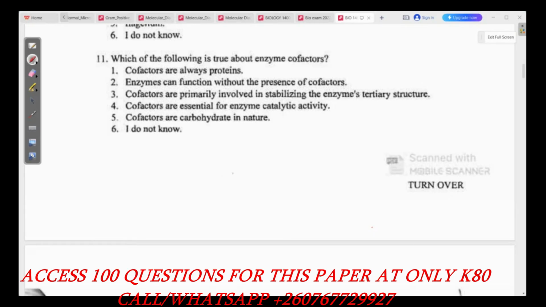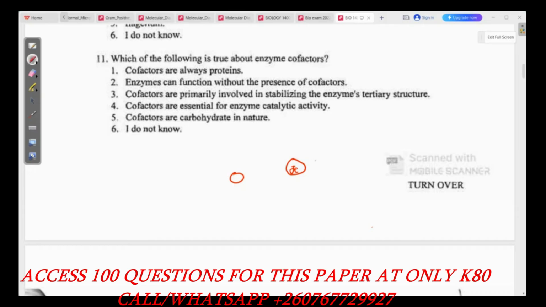So if you have an enzyme, a protein, then this protein is attached to, let's say, maybe a metal ion. A good example can be hemoglobin. We know that hemoglobin contains iron. So that ion is a cofactor. It is a non-protein portion of an enzyme which helps in catalysis.